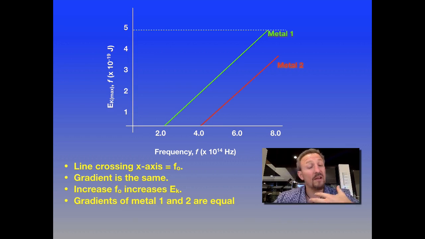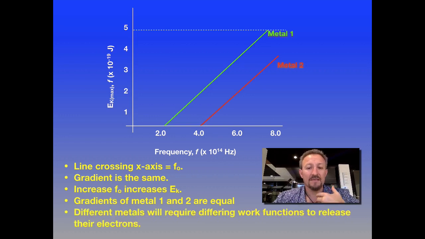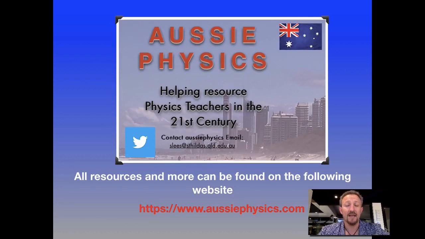Why is that? Well, each of the metal structures, the atomic structures, are all different. They've all got different charges in their nucleus, and as a result they've got different holds on the outer electrons. So it's easier or harder to emit those electrons. Okay, as I said, different metals require different work functions to release their electrons.